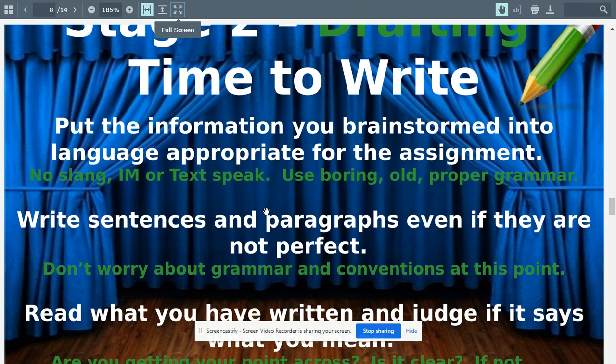What is it time to do in drafting? Time to write. So that's number 15. Let's go on and flip over and do number 15 so we can get caught up with number 14. All right, number 16, it says, what should you do with the information you brainstormed? Put the information you brainstormed into language appropriate for the assignment.